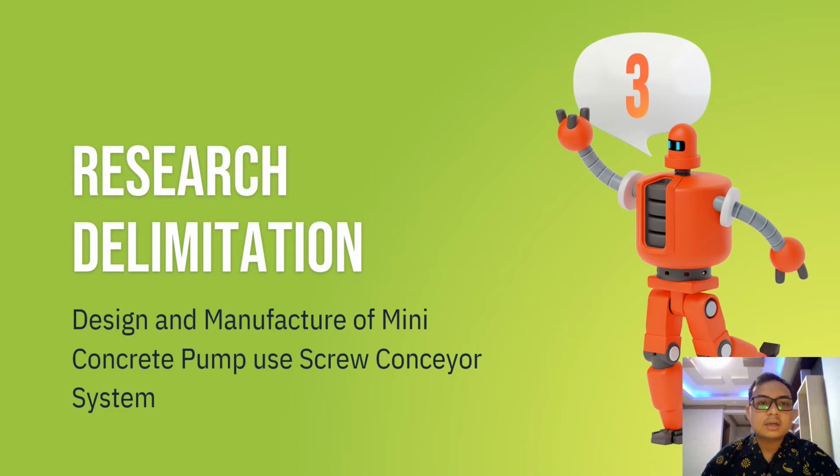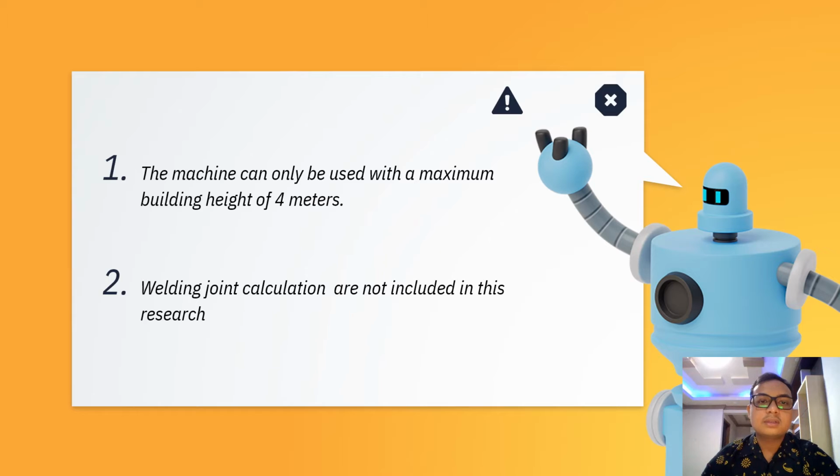And then is the research delimitation. First, the machine can only be used with a maximum building height of 4 meters. Second, welding joint calculations are not included in this research.